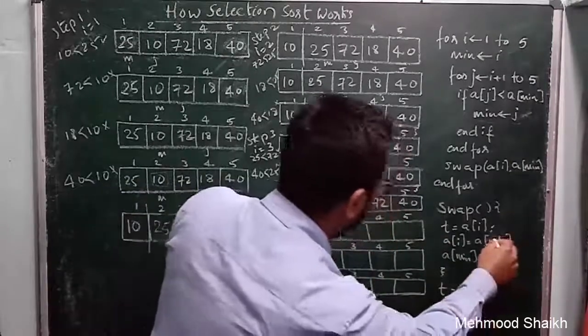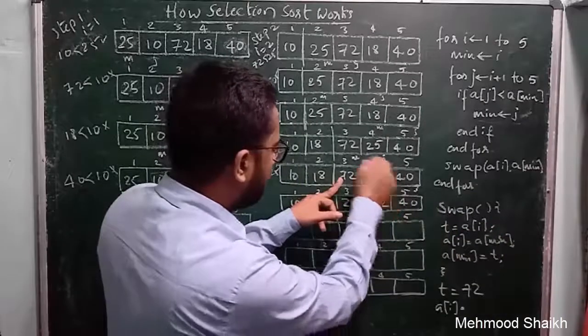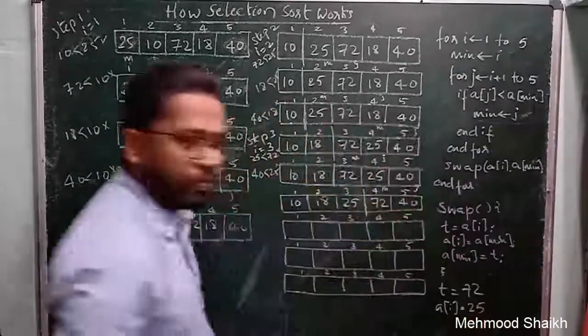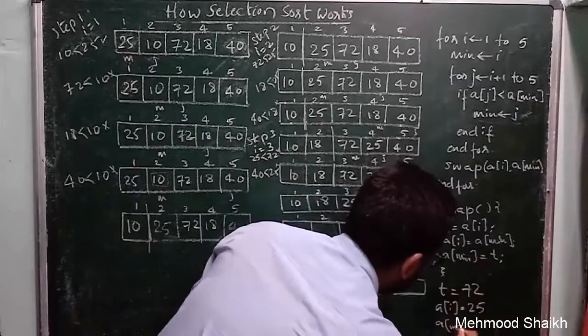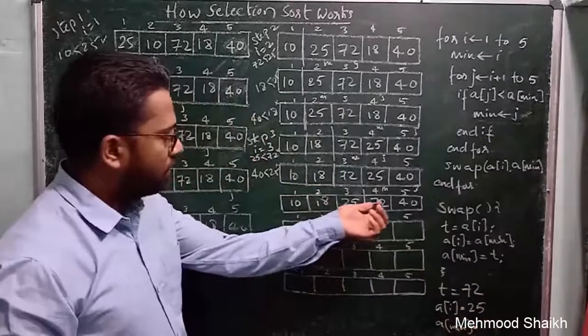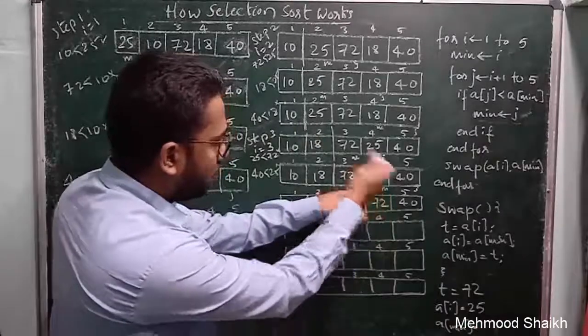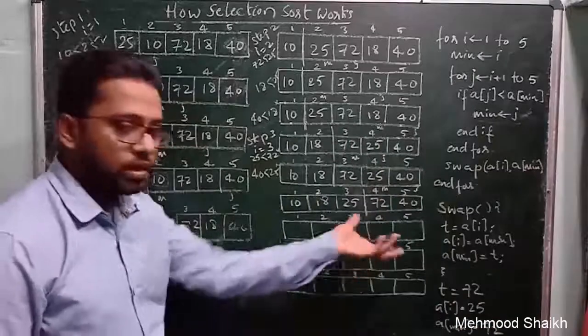So a of min, we found that this element is the minimum or the smallest element. We will pass this in this position, that is 25, and then next is a of min. Yes, in the location where we found the smallest element, that is this location, we will pass the 72. Okay, so that's how we swap the elements.